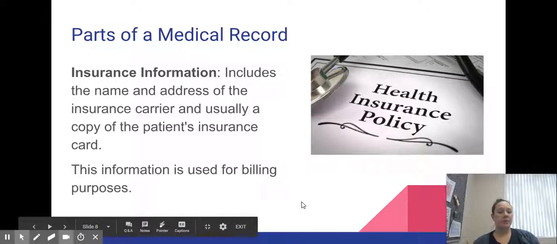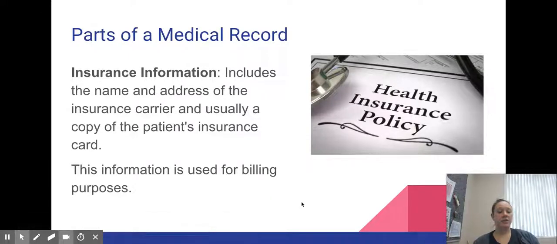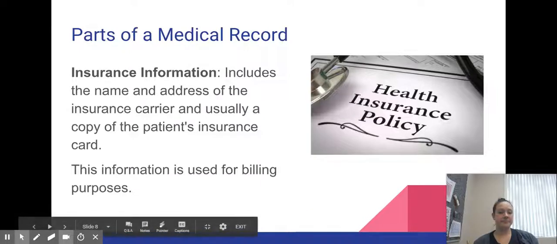The next part of a medical record could be their insurance information. So this includes their name and address of the insurance carrier, and usually a copy of the patient's insurance card. So this is all the information that's used for billing purposes. Or if the patient doesn't have insurance, this is where self-pay would be listed.